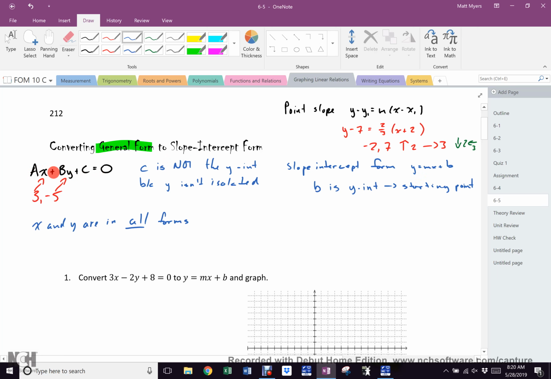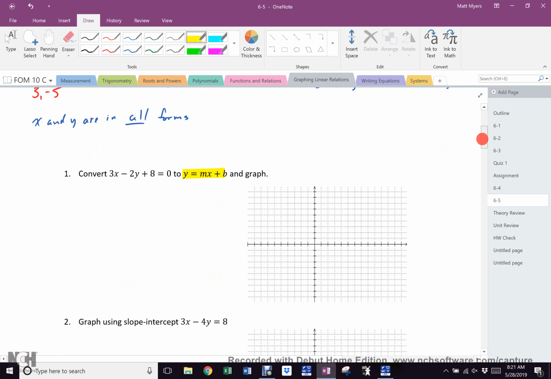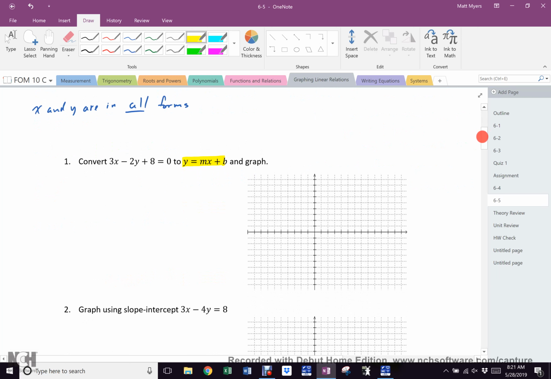Everybody cool? All right. So the goal for this section is to simply move the equations around so we can graph them quickly without worrying about substituting and all that stuff. All right, so let's look at this very first one. We see that we've got 3x, 2y, 8, and I want to convert it to slope-intercept form so I can graph it. So, as Satjot says, if I want slope-intercept form, what do I have to do? What is the difference between the blue and the yellow? Y isn't isolated. So all I've got to do is isolate y.